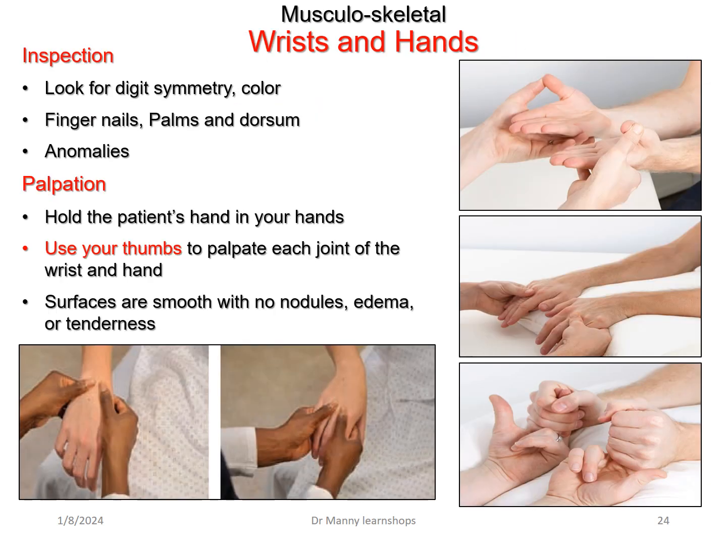When we evaluate the wrists and the hands, on inspection, you look for digit symmetry, color, fingernails, palms, and the dorsum, and any anomalies. You palpate the patient's hands with your hands. You use the thumbs on each joint of the wrist and hand, and typically surfaces are smooth with no nodules, edema, or tenderness.